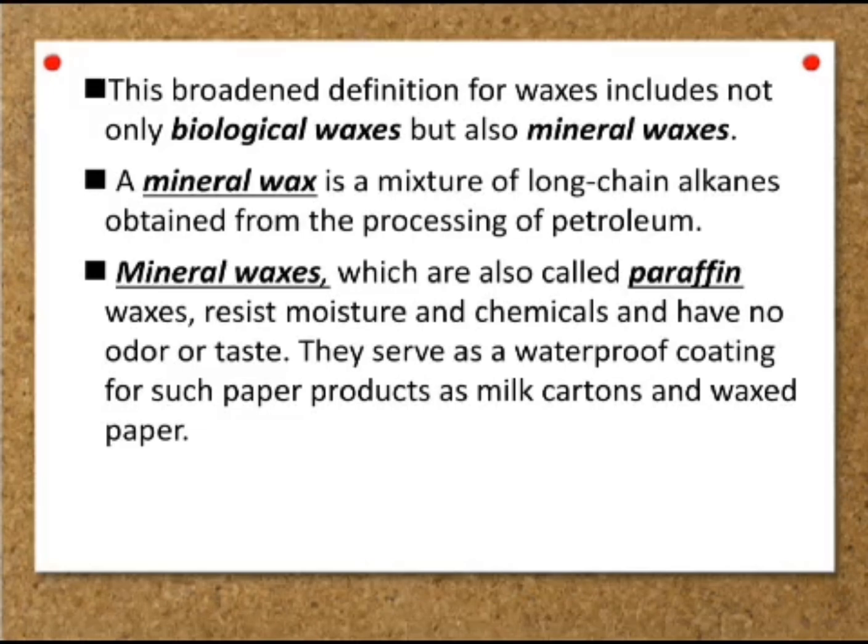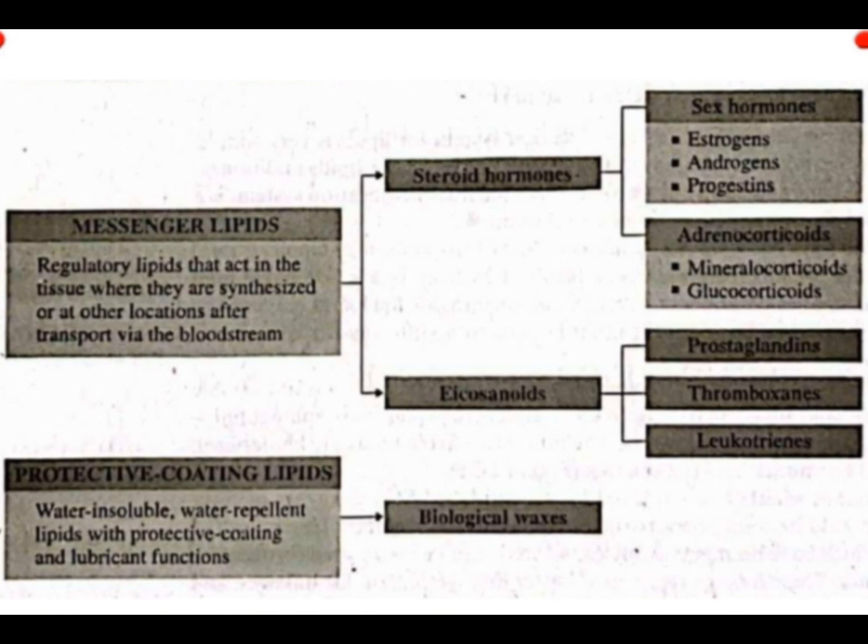A mineral wax is a mixture of long-chain alkanes obtained from the processing of petroleum. Petroleum is a liquid mixture of hydrocarbons that is formed from the remains of marine plants and animals. Mineral waxes, which are also called paraffin waxes, resist moisture and chemicals and have no odor or taste. They are used as a waterproof coating for paper products such as milk cartons and wax paper. Now let's proceed to messenger lipids.